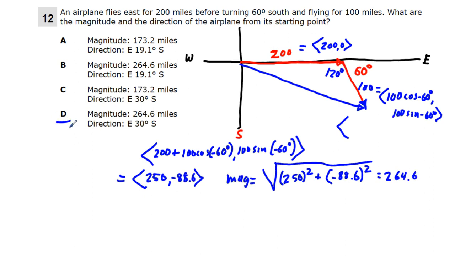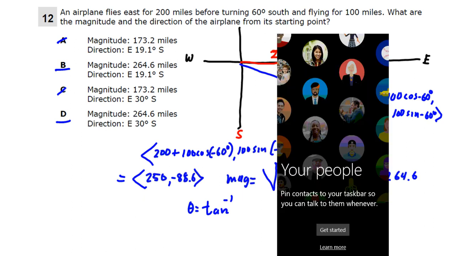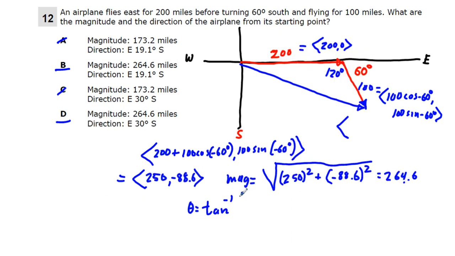So it's going to be either answer choice D or answer choice B. A and C are gone. Now for direction. Theta is going to be equal to inverse tangent of y over x, so we're going to put negative 86.6 over 250. That's going to be in radians, because my calculator's in radians, but we can convert to degrees easily, so let's do that.